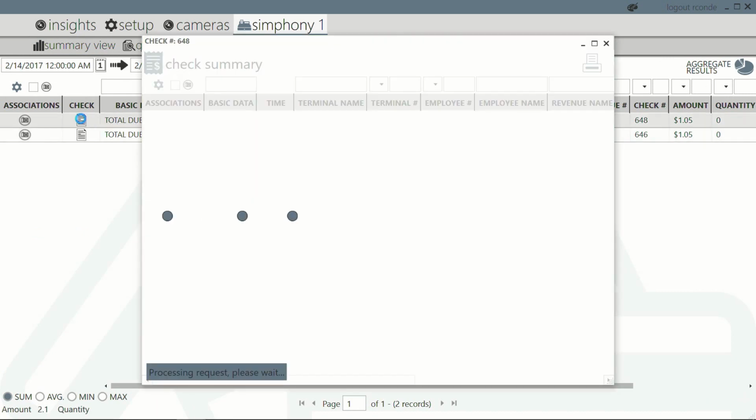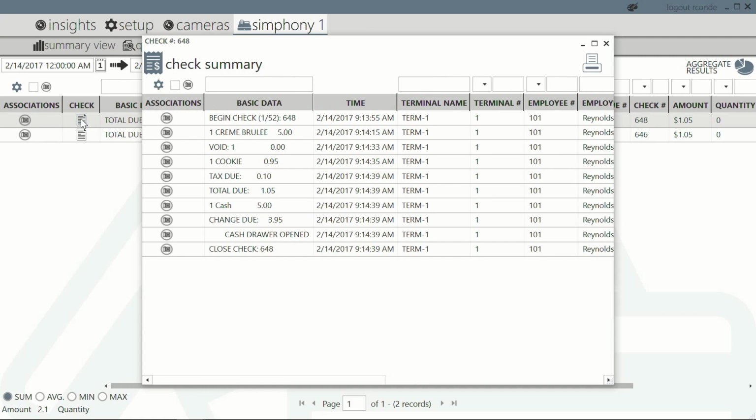This one right here is going to be where we ring up the creme brulee for $5. You see the void, and then you see a cookie rung up, and then it's tendered to $5 cash. Something important to notice with this check, some cashiers will actually ring up the correct item first, not knowing how the customer is going to pay for it.